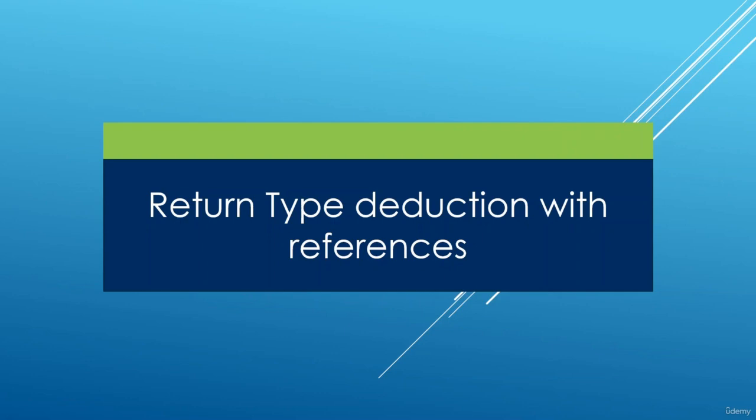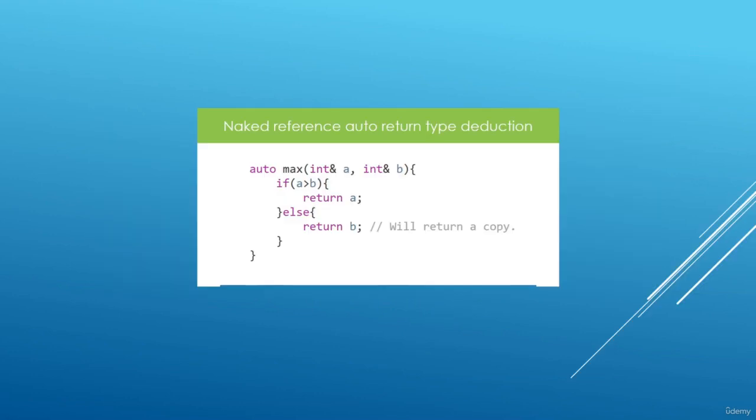In this lecture, we're going to learn about return type deduction with references. We're going to start by looking at a simple example here. Here we have a function called max. It is doing return type deduction with auto, but notice that what we return now are references.